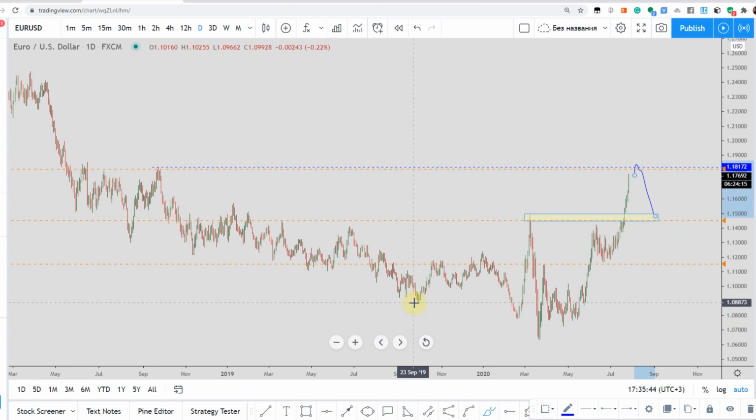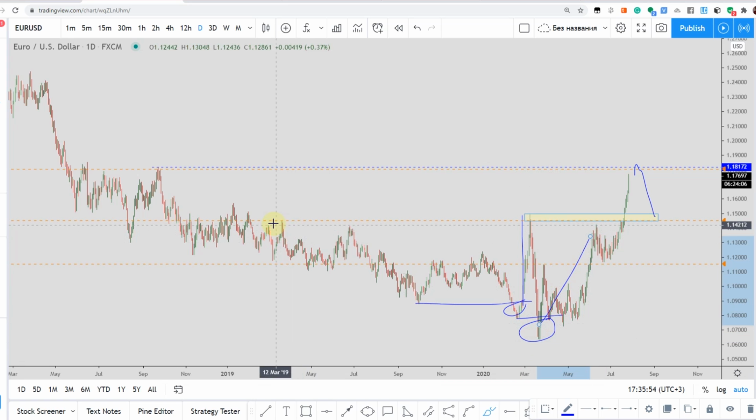Another example for you of trend breakpoints is here. As you can see, after real low, price changed. The same here, after real low, price changed. The same here after this key level, as you can see, from this point real low, price changed.